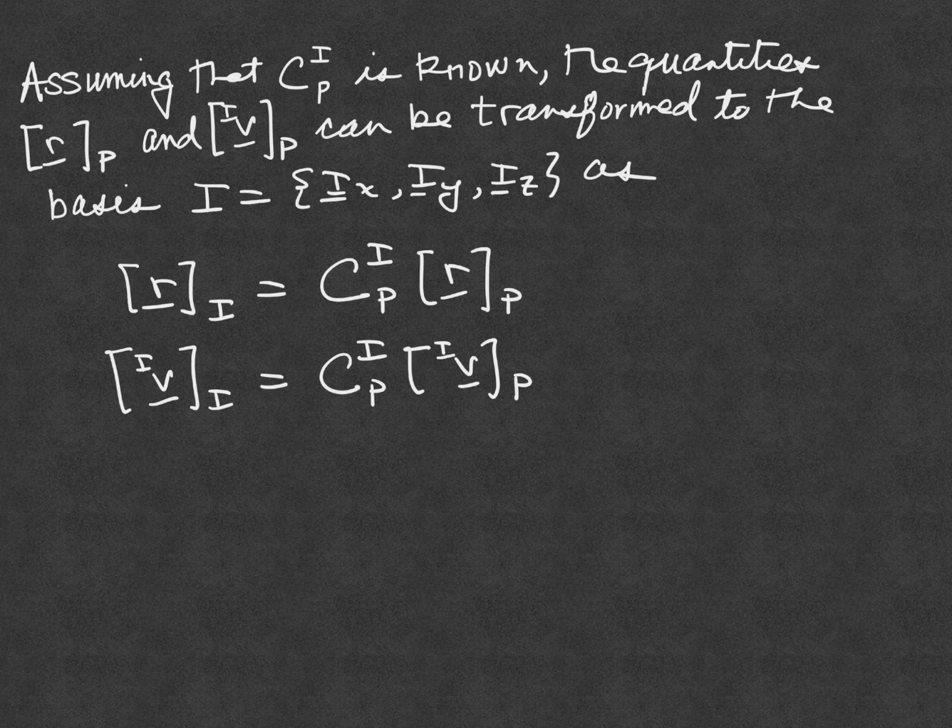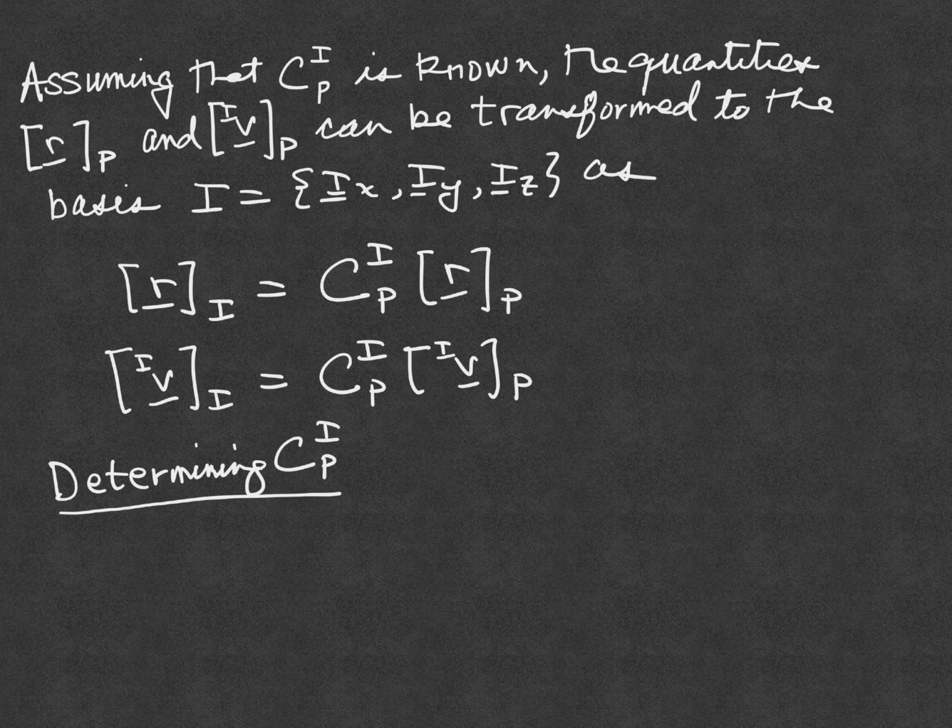And that's how this derivation is going to work. We're going to figure out the position and the velocity of the spacecraft in terms of the perifocal basis, and then we're also going to determine the transformation from P to I. And then we're going to put these two things together to get the position and velocity in the ECI basis. So the first part is going to be determining C_P to I.